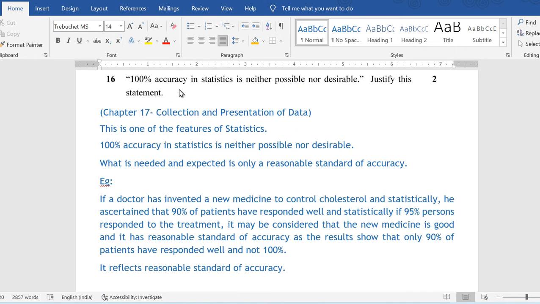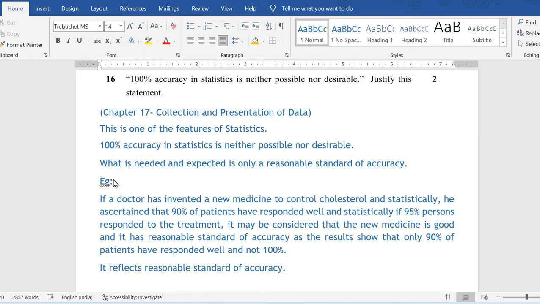100% accuracy in statistics is neither possible nor desirable. Justify the statement. This is from chapter 17, Collection and Presentation of Data. This is one of the features of statistics. That is, 100% accuracy in statistics is neither possible nor desirable. What is needed and expected is only a reasonable standard of accuracy.